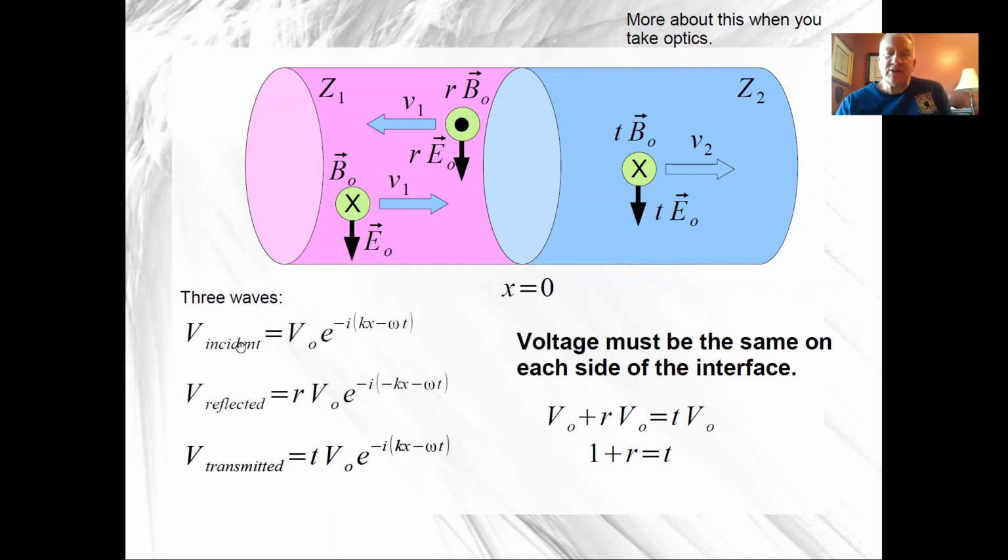However, the voltage on both sides of this interface has to be the same. So the voltage from the incident wave plus the voltage of the reflected wave has to equal the voltage of the transmitted wave. This means that 1 plus R has to be equal to T.